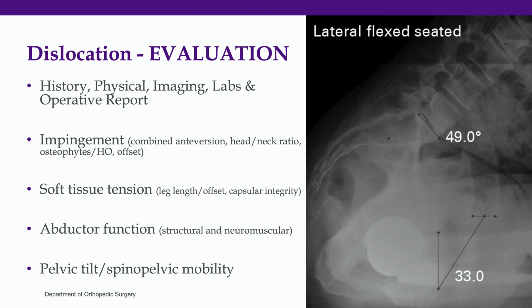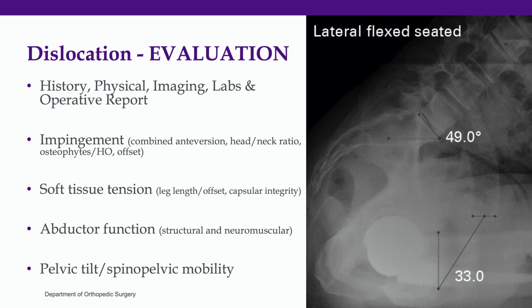And when you look at radiographs, I really like this flexed seated lateral radiograph, and you can see here that the impingement in flexion is coming from the acetabular component being functionally retroverted in the seated position. And so that tells me what I need to fix at surgery in order to eliminate the impingement that resulted in this patient's dislocation. So fundamentally, you're looking for sources of impingement, such as the combined anteversion, the head-neck ratio, the presence of retained osteophytes or heterotopic ossification, or lack of appropriate offset. You're looking for issues with soft tissue tension, again, potentially related to leg length and offset, or possibly the capsular integrity.